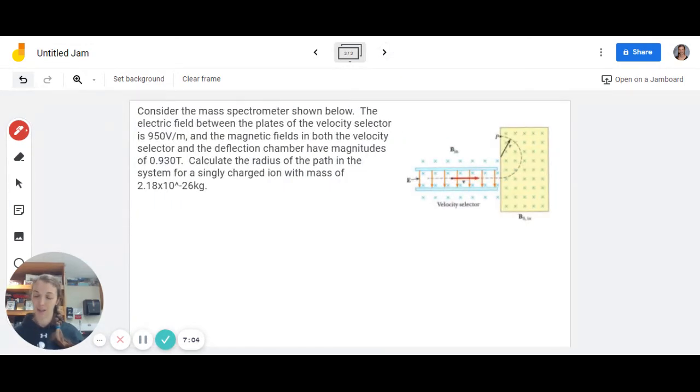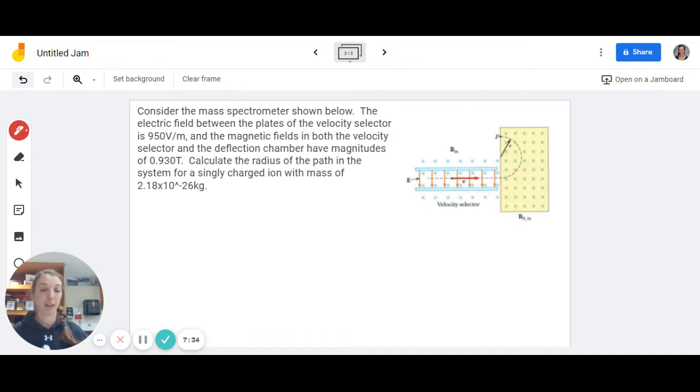This is a problem with a mass spectrometer. Mass spectrometers are used to separate particles by mass. So if you have a whole bunch of small particles and you want to pull out maybe all of the gold atoms, then you could shoot them through a mass spectrometer and you could get the gold to separate from other things.